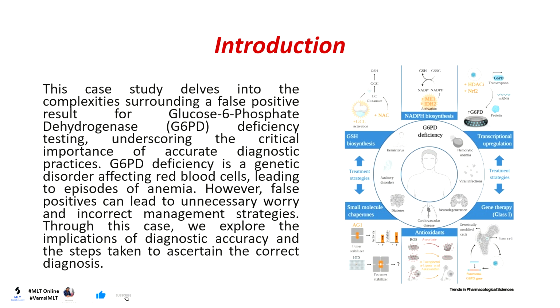G6PD deficiency is a genetic disorder affecting red blood cells, leading to episodes of anemia. However, a false positive can lead to unnecessary worry and inaccurate management strategies. Through this case, we will explore the implications of diagnostic accuracy and the steps taken to ascertain the correct diagnosis.